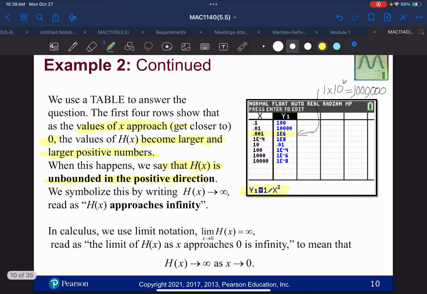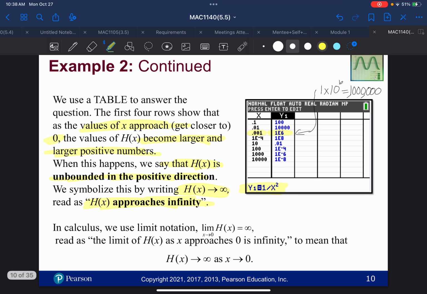But usually we really denote this using this symbol here, h of x, right arrow to infinity. And what this says is that our function h of x approaches infinity. So as x is getting closer to 0, our function is approaching infinity.